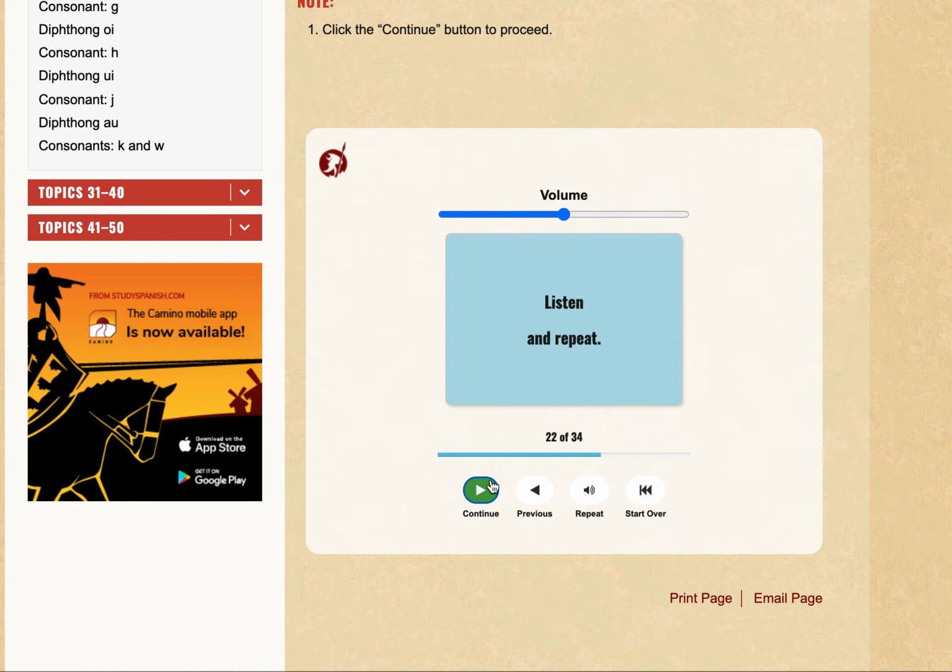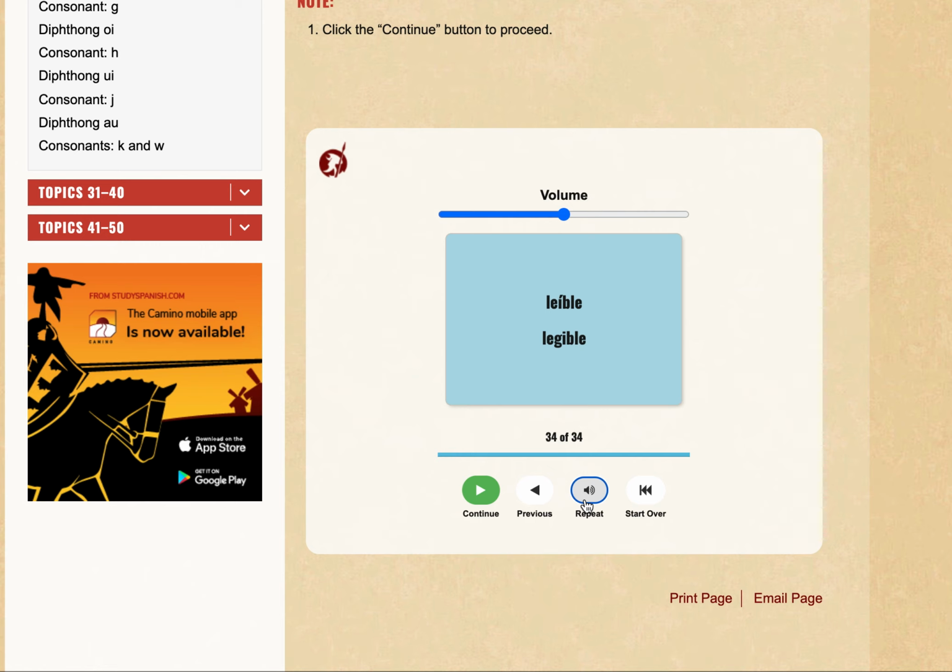Listen and repeat. Every other word has a diphthong. Seis, reír, 20, sonreír, 30, deísmo, reina, queen, increíble, ley, freír, rey, leíble. So this is the last one. Just repeat it one more time.